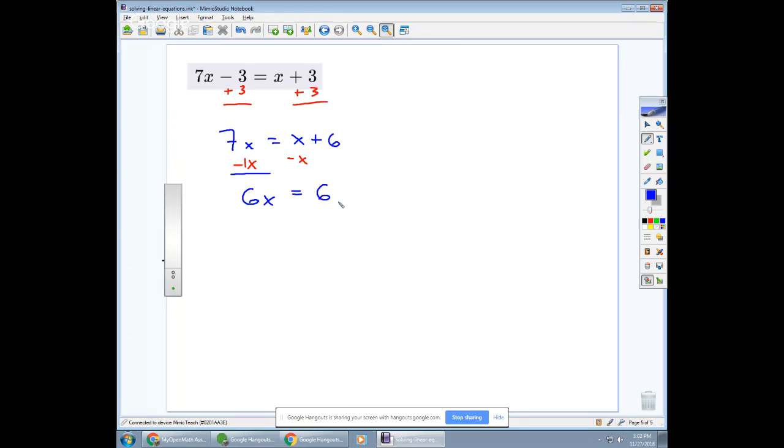So here's where I'm at now. And I think you might be able to see the answer already. Dividing by 6, I get x is 1. That's an educated guess based on the algebra. Check.